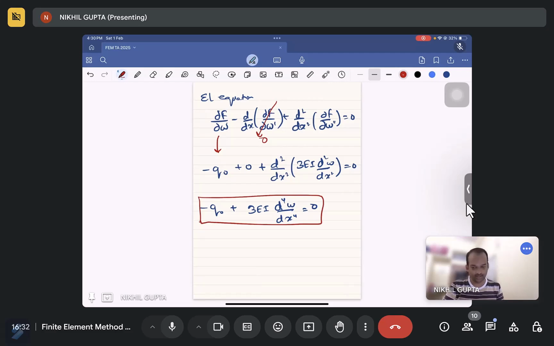It has a proper name in civil engineering, meaning structures or strength of materials. Do you guys have any idea? Euler-Bernoulli, perfect. This is the Euler-Bernoulli equation.